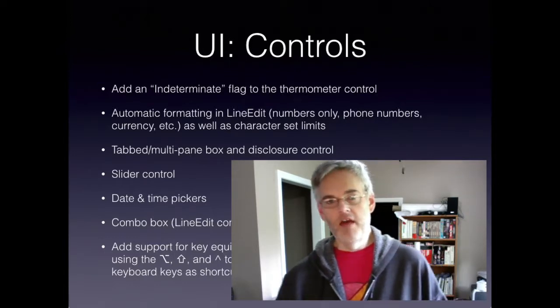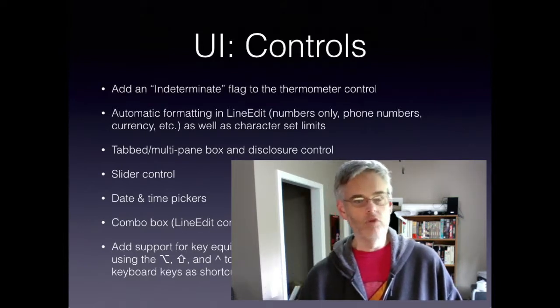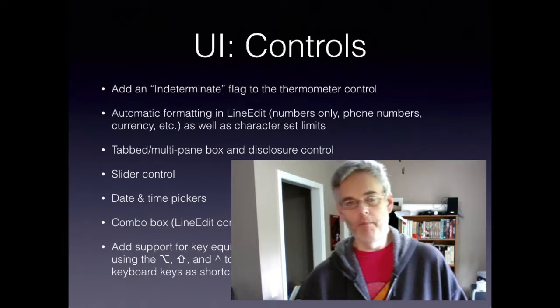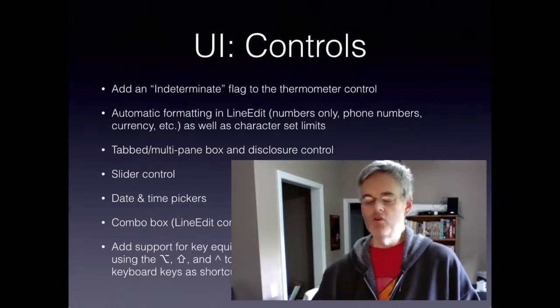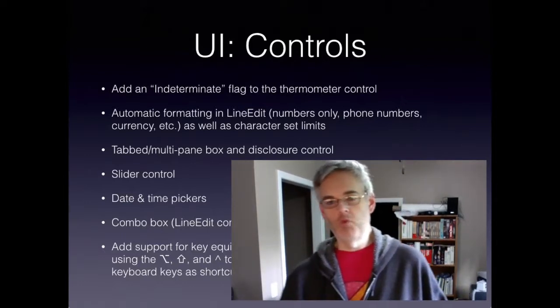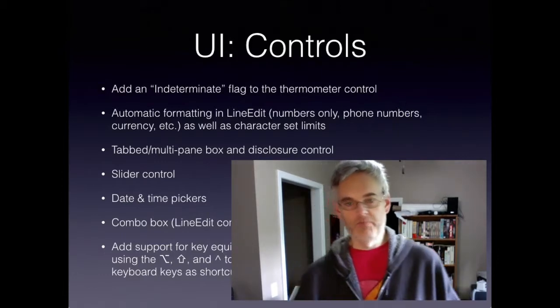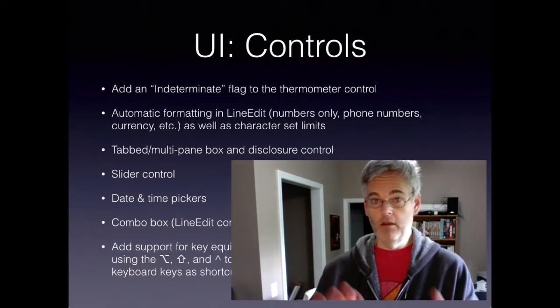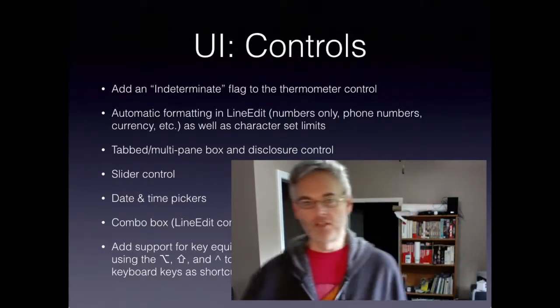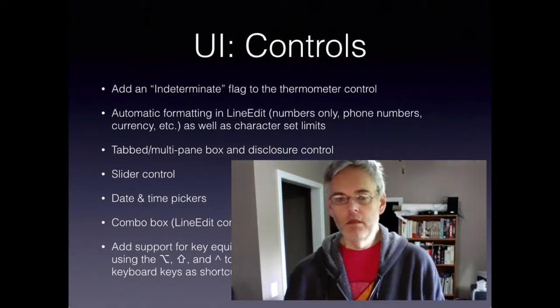I think it would be great to have functionality in line edit for automatic formatting, so that it would only show numbers, or it could be formatted automatically as a phone number, or as currency, or with commas, or whatever. Also, the ability to support character set limits, whether it was saying, okay, here's a list of all the characters that are allowed, or regular expression, or however we chose to do it. Actually, a regular expression handler would actually be kind of awesome as a miscellaneous toolset feature. In fact, it would be fantastic.